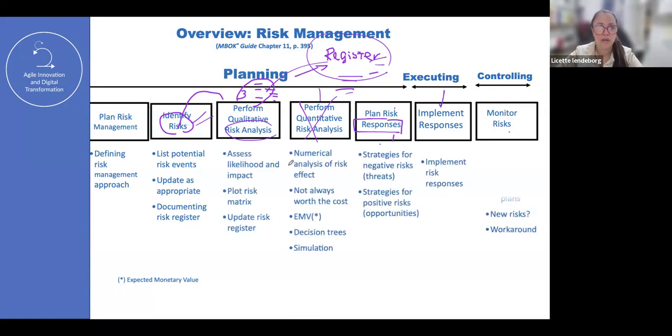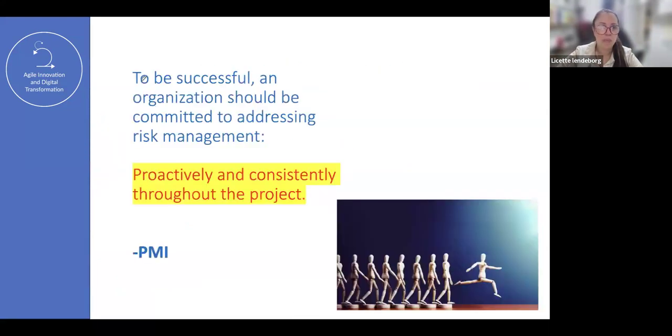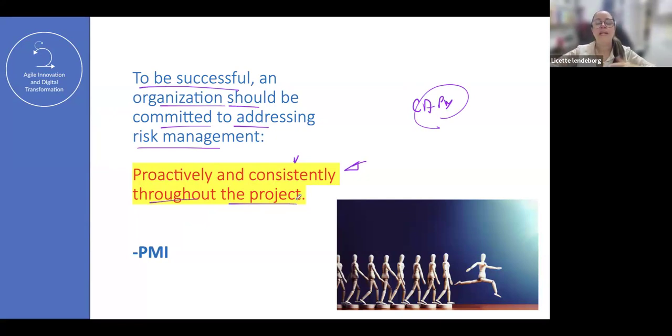I'm going to skip those definitions because I want to jump into this page. This is for the exam. When you see something in yellow, it's because you need to pay attention for the CAPM exam. The PMI establishes that to be successful, an organization should be committed to addressing risk management proactively and consistently throughout the project. Meaning that, okay, listen, we're going to have this conversation today, this meeting, to identify the risks of my project. So we have this meeting, and we get this list of possible events.